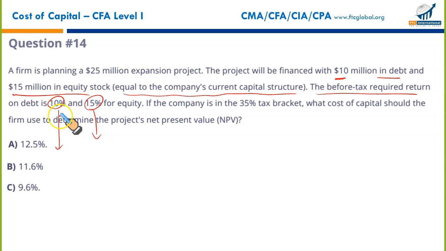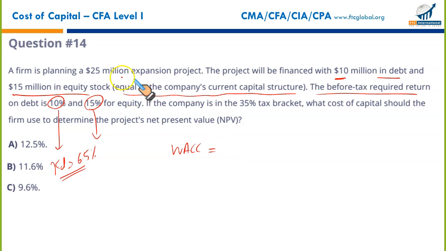Convert this before tax cost of debt into after tax by just multiplying 10 with 1 minus the tax rate. 1 minus that is 6.5 straight away. That's 6.5. After tax cost of debt is 6.5, cost of equity is 15. You need to calculate the weighted average cost of capital.